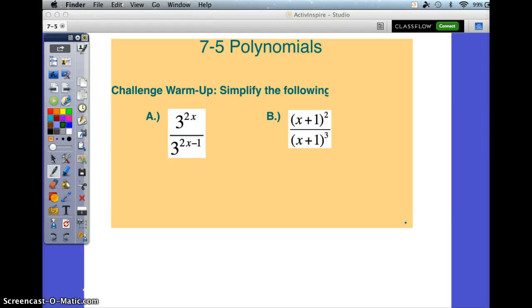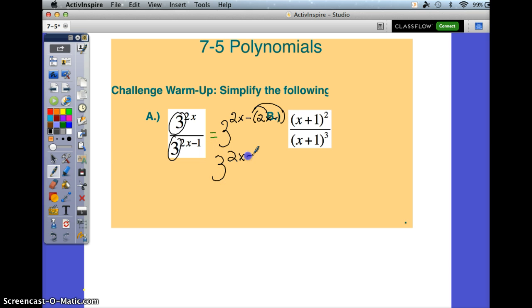Take about 2 minutes, hit pause, and please do the following warm-ups. Okay, for the first warm-up, you see that you have division. So the first thing you know is when you divide, you need to subtract your exponents with the same base. They both have a base of 3, so you do 3 to the 2x minus the whole quantity 2x minus 1. So you have to distribute that negative, and you get 3 to the 2x minus 2x plus 1, which 2x minus 2x is 0, so you get 3 to the first, which is plain old 3.